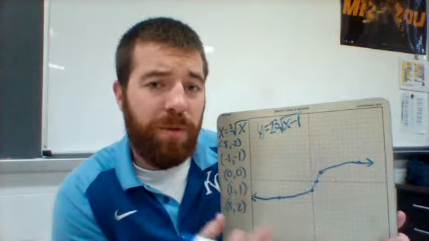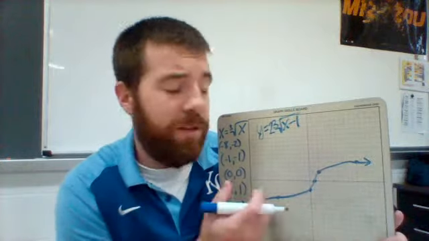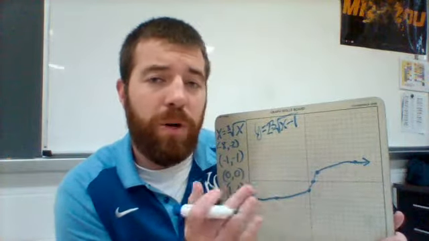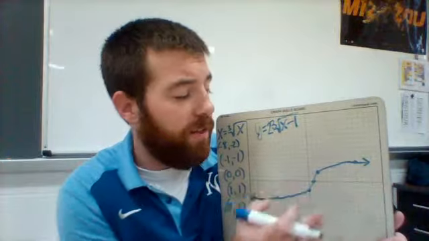Now, on your paper, I know it only goes 8 by 8. If one of the dots goes off your graph, don't worry about it. Okay? Just extend your line out there and continue on.